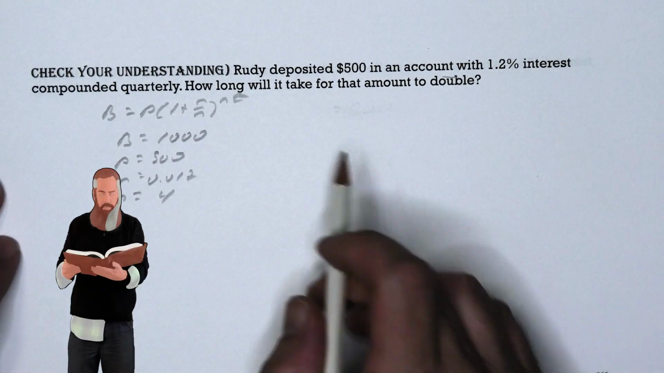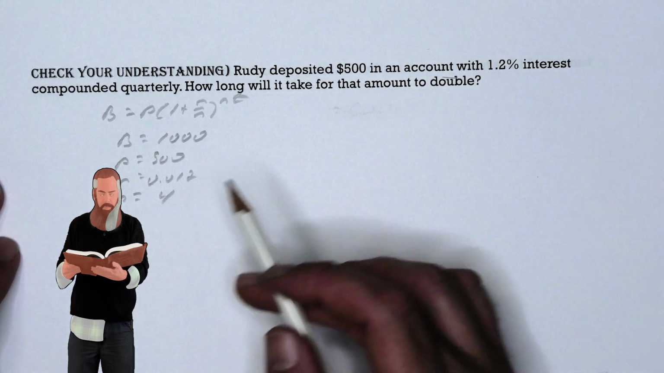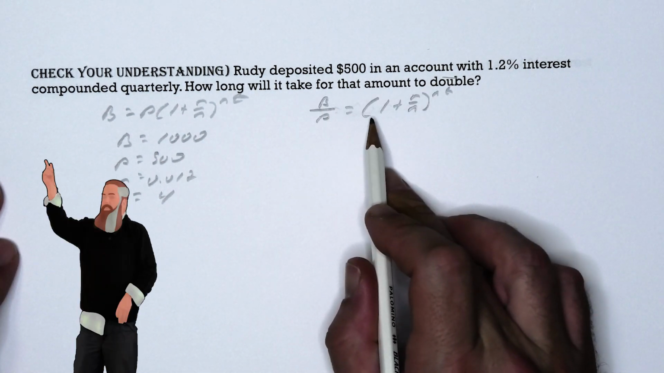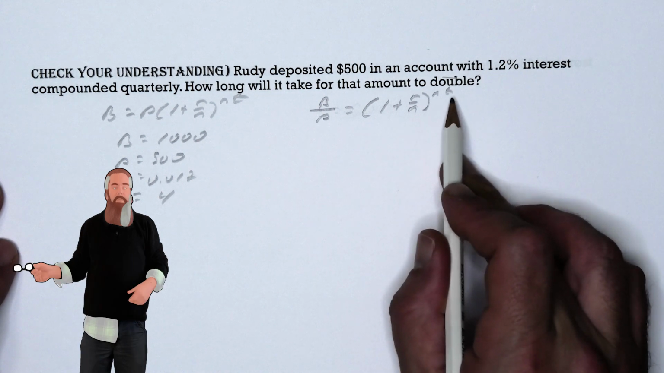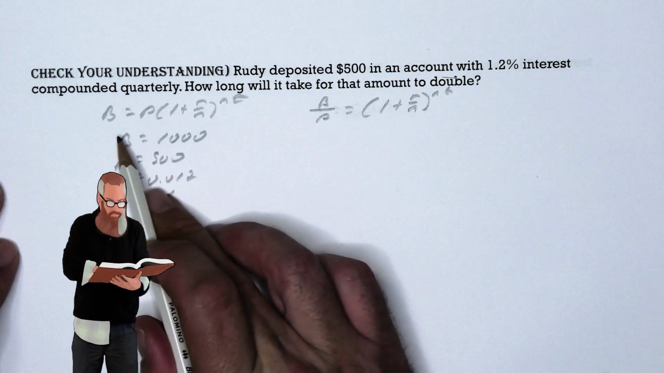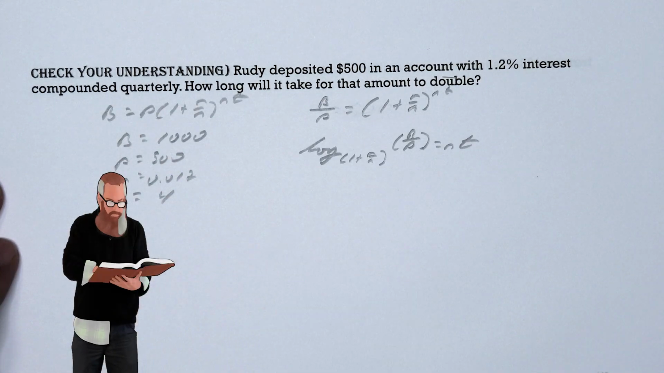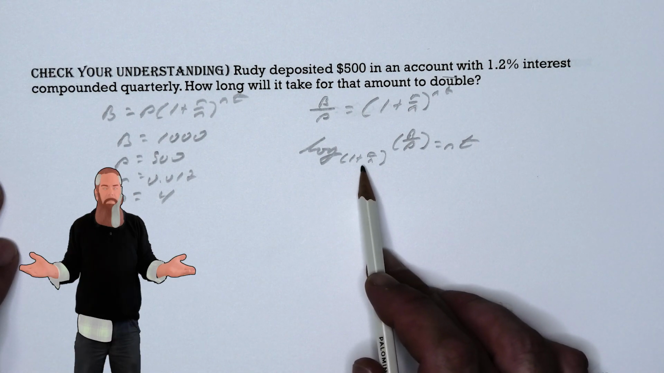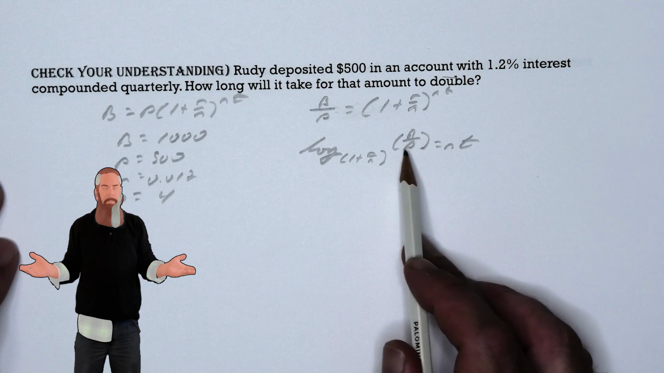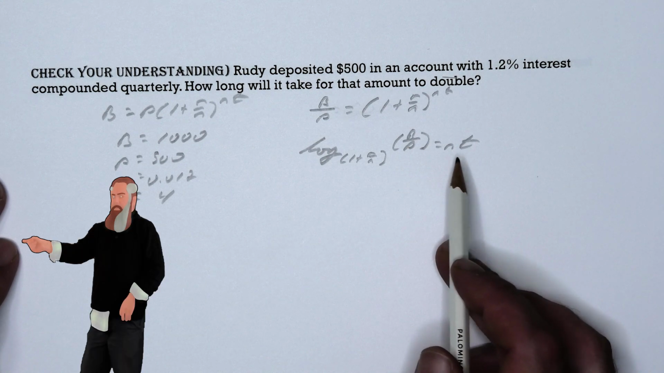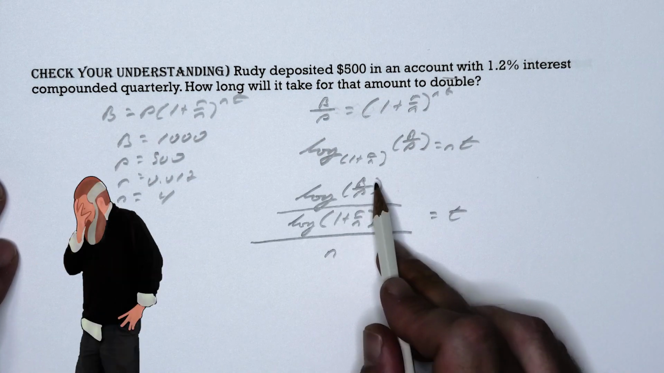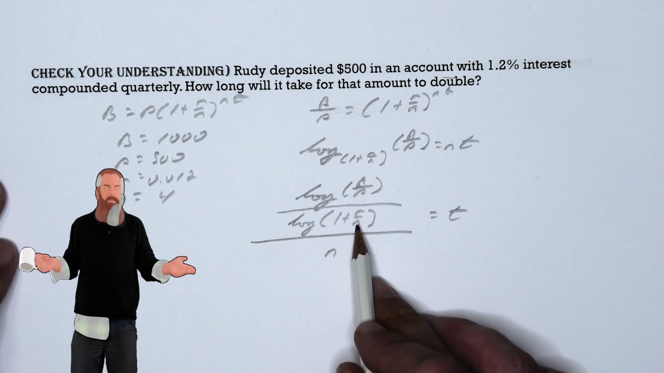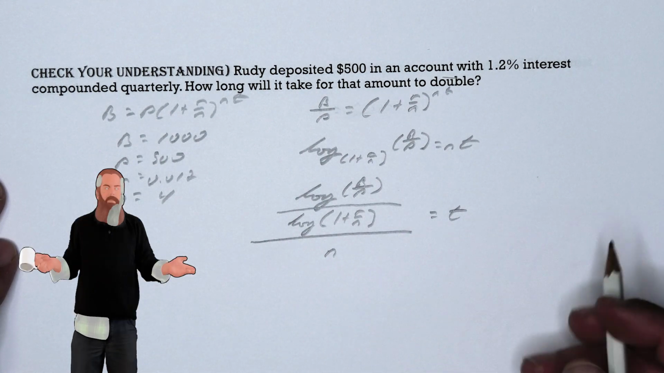I prefer to manipulate the equation without the numbers first. This means that B over P is equal to 1 plus r over n to the nt power, because we divided both sides by P. So we get log base 1 plus r over n of B over P is equal to nt, which gives us log of B over P over log of 1 plus r over n, all divided by n.